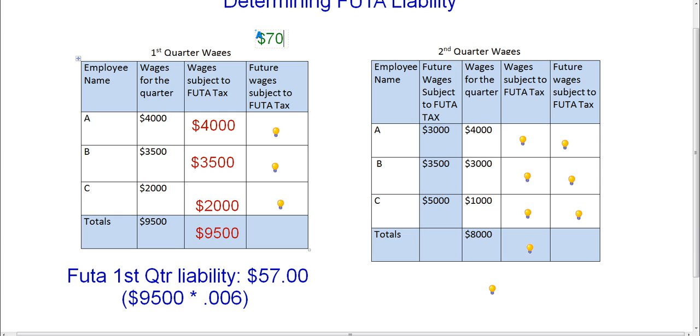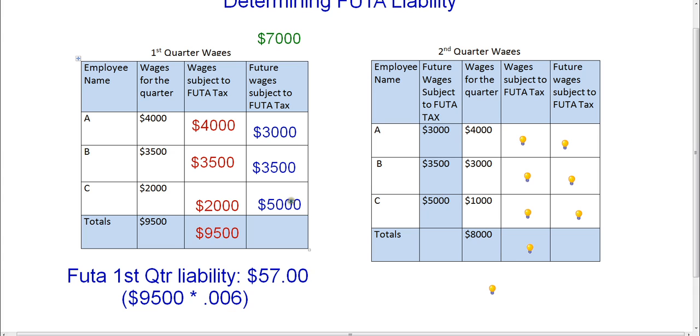Our magic number is $7,000. So we want to take $7,000 and subtract what we've already paid. We paid $4,000, which means we still owe tax on $3,000. Okay, $7,000 minus $4,000 is $3,000. For employee B, $7,000 minus $3,500 is $3,500. And for employee C, $7,000 minus $2,000 is $5,000. So this is how much I still owe for each employee in taxes for FUTA.